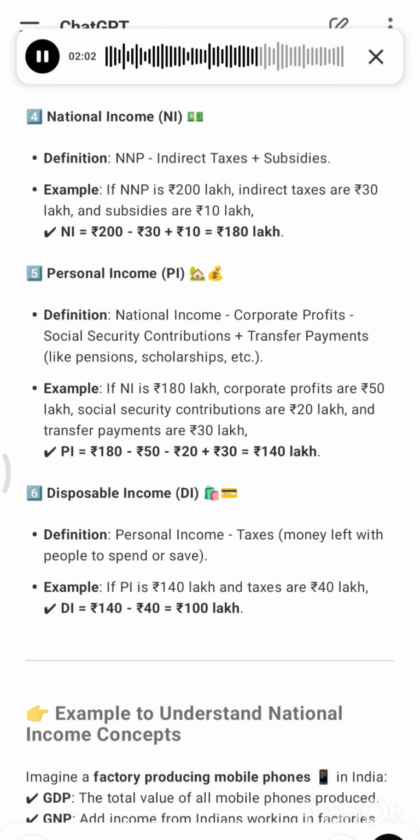6. Disposable income, DI. Definition: Personal income minus taxes, the money left with people to spend or save. Example, if PI is 140 lakh and taxes are 40 lakh, DI equals 140 minus 40 equals 100 lakh.